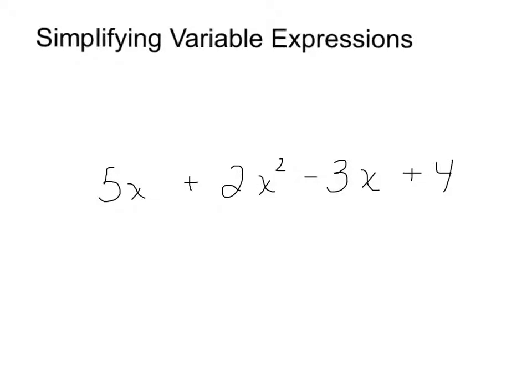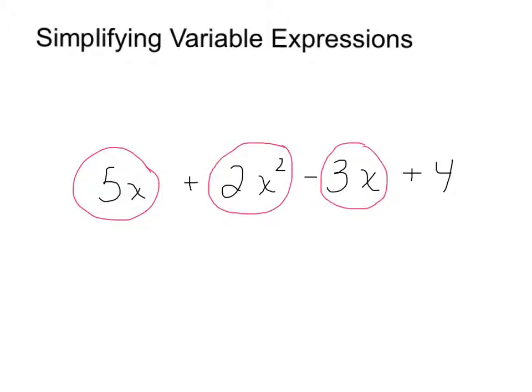In this section, we're going to take a look at how to simplify variable expressions. So to begin with, we're going to look at some vocabulary. Looking at this expression, 5x plus 2x squared minus 3x plus 4, there's a couple things we can say about this expression. The first thing is that it has 4 terms. It has 4 individual expressions that are separated by either an addition sign or a subtraction sign. The 5x is 5 times x, but that's considered to be one term.